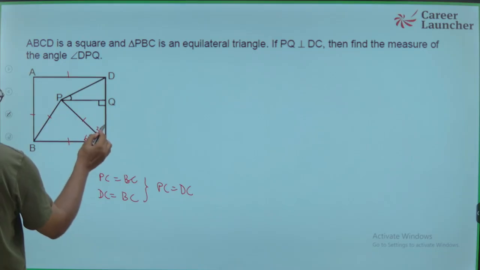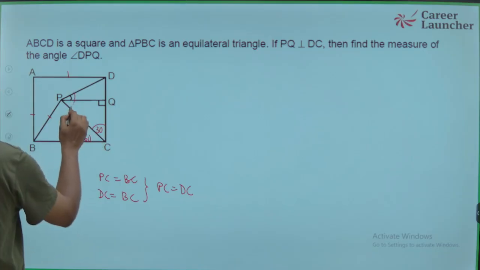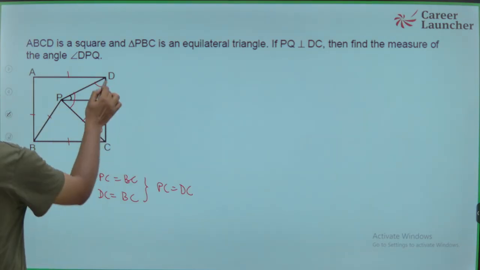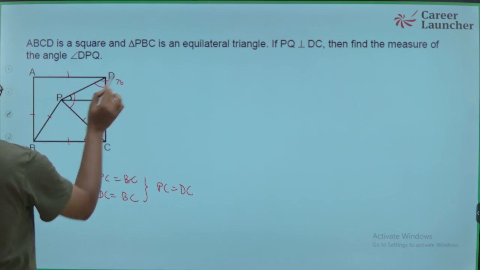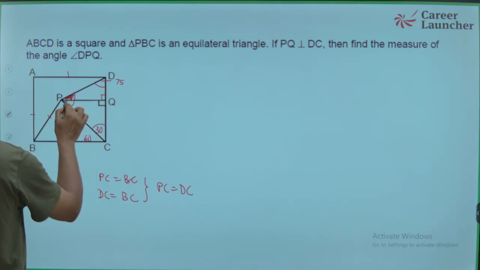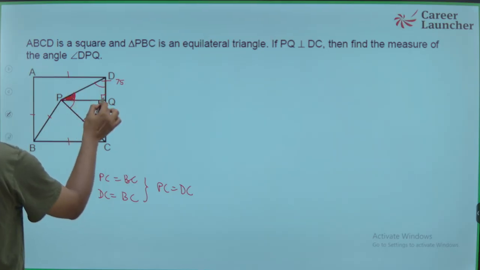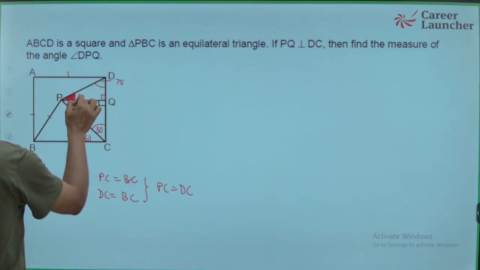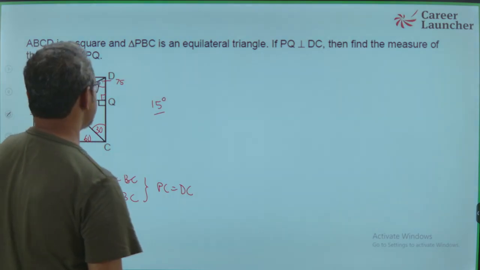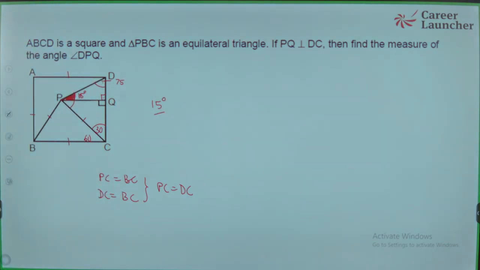So if this angle is 30, then this angle plus this angle would be 180 minus 30, which is 150. Since this is isosceles, each angle becomes 75. So if this is 75 and this is 90, then the required angle here is 180 minus 90 minus 75, so that's 15 degrees. So that is our answer to the first one. Let's take a look at the second one.